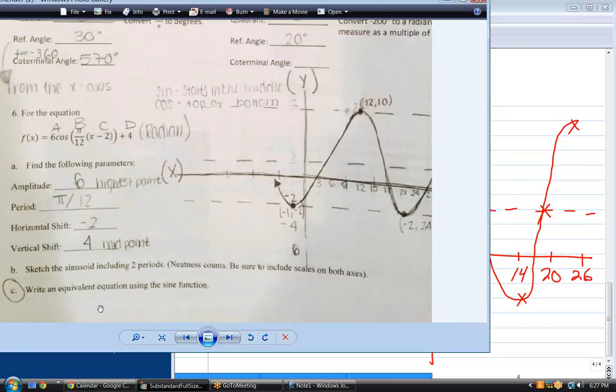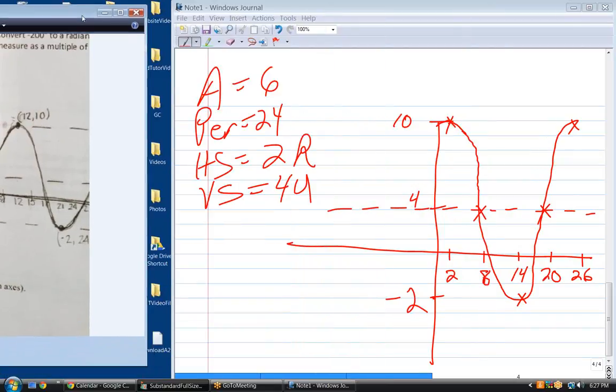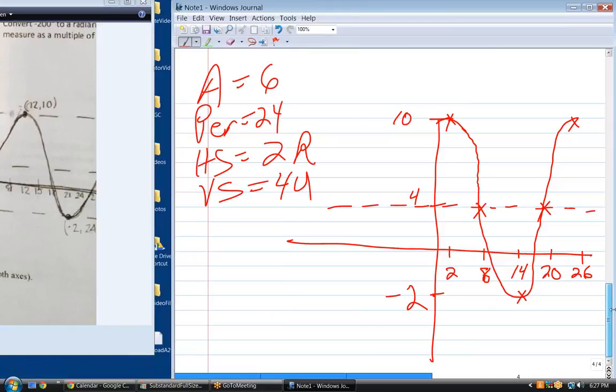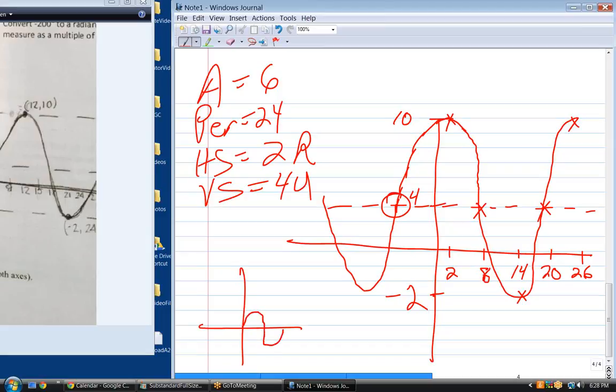C, write an equivalent equation using a sine function. Okay. How do I do that? Okay, if I continue this thing like that, in other words, if I draw another period of it, well, this would be a sine function if it starts right there and it was shifted to the left, right? In other words, my sine function looks like this. An unshifted sine function looks like that.